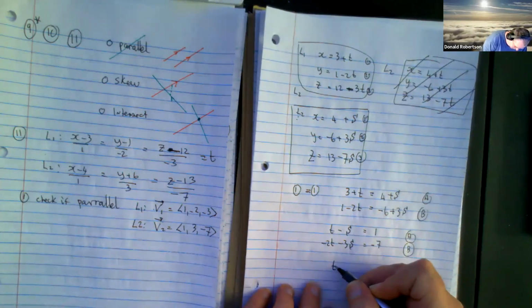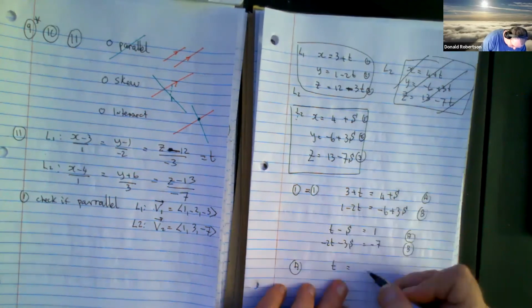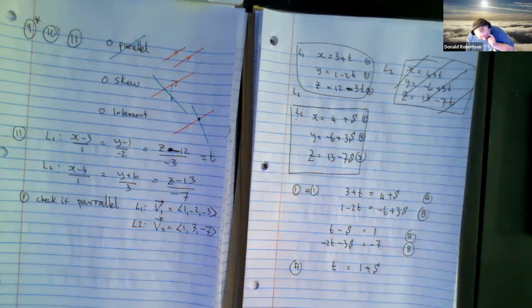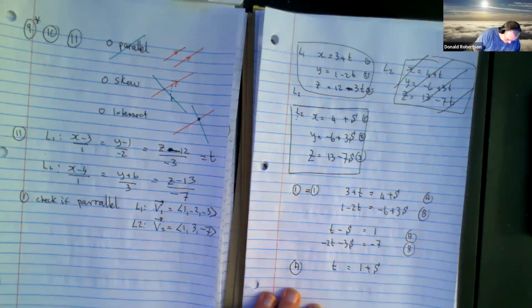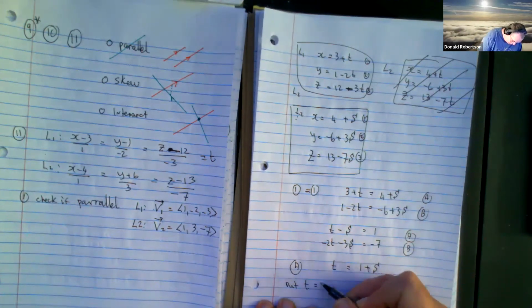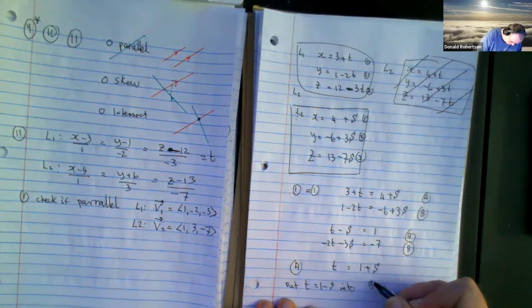I'm going to take equation A, and after doing all the work I did, I'm actually going to add s to both sides. Because in the elimination method, what you do is you make one of the variables, in this case t, equal to 1 minus s. And then you put the t, which is 1 minus s, into the other equation.